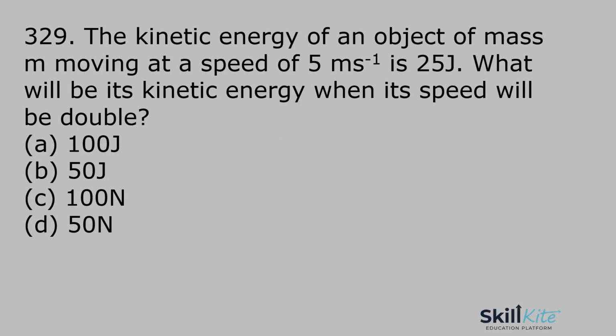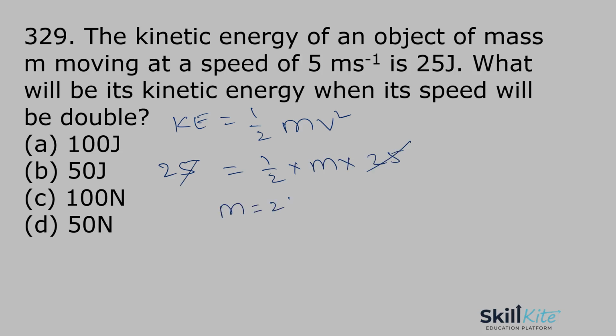The kinetic energy of an object of mass m moving at a speed of 5 meter per second is 25 joules. What will be its kinetic energy when its speed will be double? Okay. So ఇక్కడ ఫస్ట్ మనం కైనటిక్ ఎనర్జీని యూజ్ చేసుకొని మాస్ కనుక్కోవాలి. సో కైనటిక్ ఎనర్జీ ఈక్వల్స్ టు half mv square కదా. సో కైనటిక్ ఎనర్జీ ఇచ్చాడు 25 జూల్స్. హాఫ్ ఇంటూ మాస్ ఇంటూ v స్క్వేర్ మీన్స్ 25. ఓకే, gets cancelled. Mass equals to 2 kg.